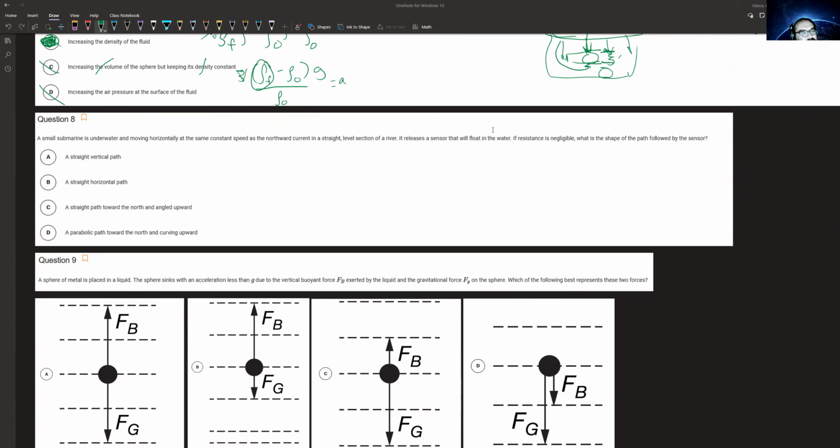A small submarine is underwater and moving horizontally at the same constant speed as the northward current in a straight level section of a river. It releases a sensor that will float in the water. If resistance is negligible, what is the shape of the path followed by the sensor?